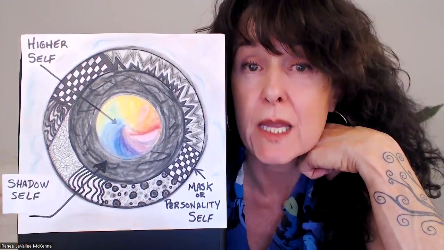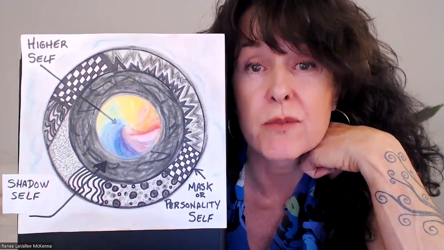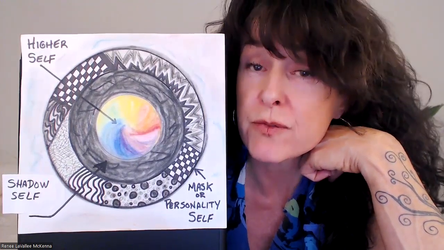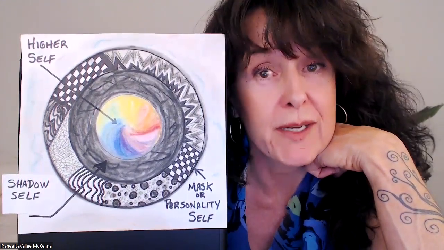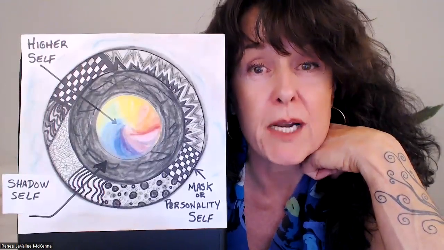And so different aspects of our life, different people, different relationships get different aspects or different mask parts of our ego or personality self. I know when I used to go to visit my mother, she got a much different aspect of me than my boyfriend did or my party friends.